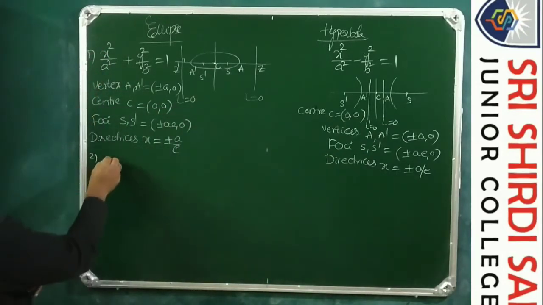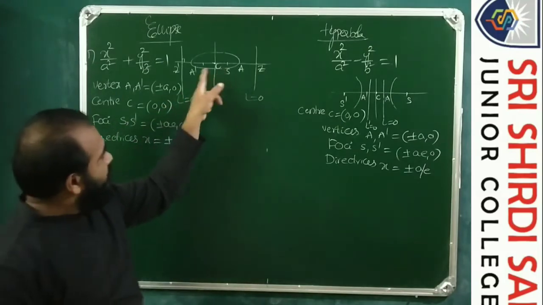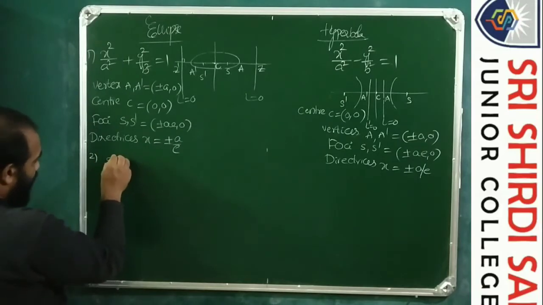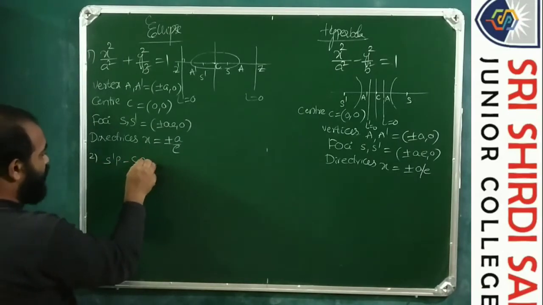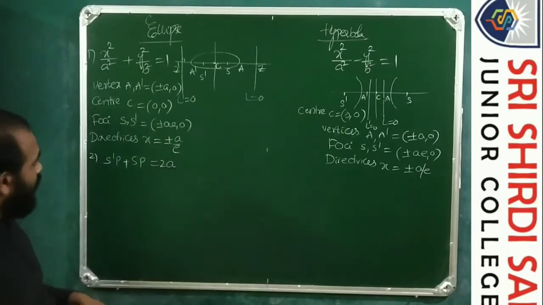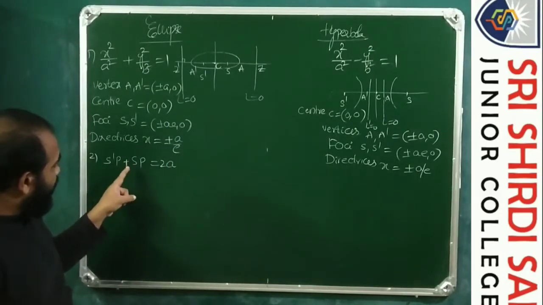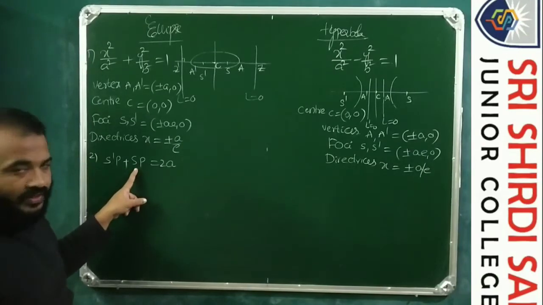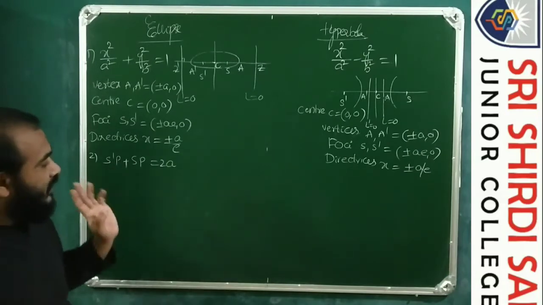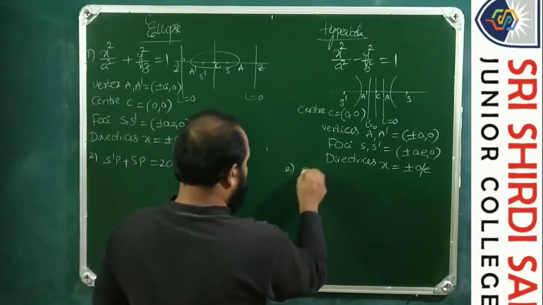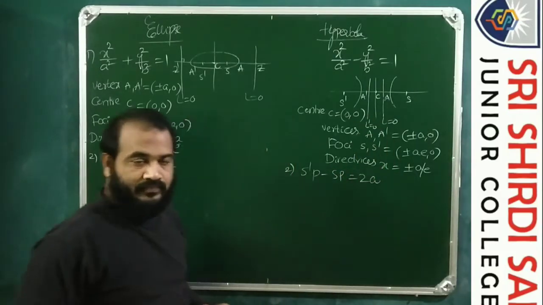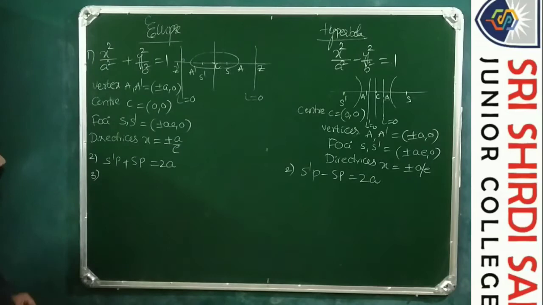So if S comma S dash are the foci, then here S dash P plus SP is equal to 2A. So the summation of the distances from foci is constant. Here S dash P minus SP is equal to 2A.